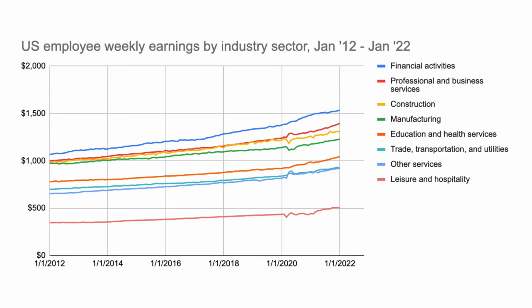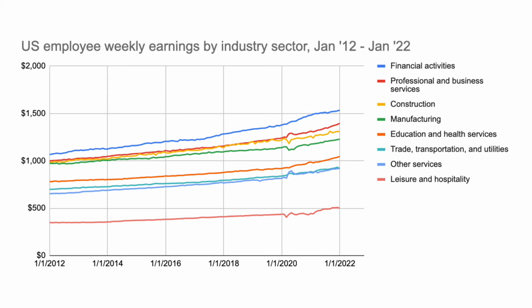Here we're visualizing U.S. employee weekly earnings by industry sector over this same 10-year window that we've been looking at for our other data sets. And we see the highest paying sector is financial activities. And in January 2022, we're looking at weekly earnings of nominally $1,500.